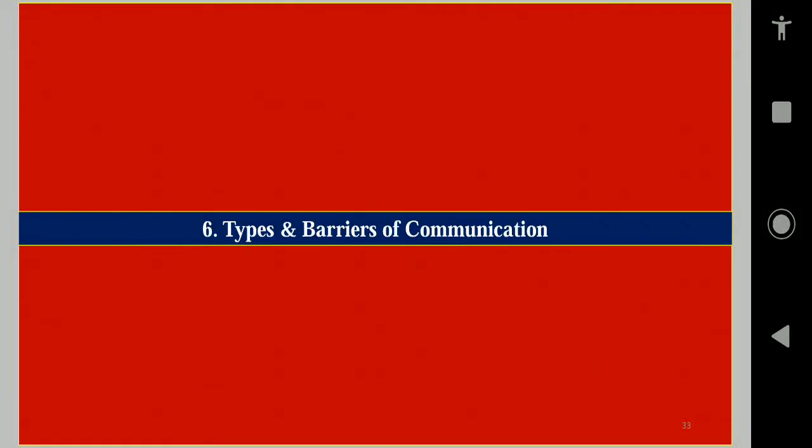Next, come to the types and barriers of communication, the sixth one. The communication system plays an important role in the rapid growth of sustainable agriculture. It is the vital bridge that carries the results of research from the laboratory to the field. A steady flow of accurate, understandable, and factual information links the scientist with the farmers. There are some communication barriers which restrict successful and effective communication of new ideas. Some barriers we'll read now.